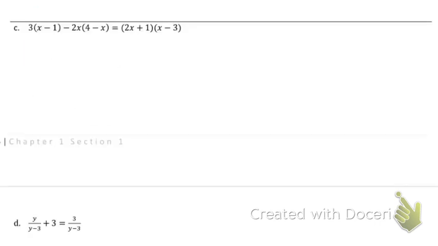So first of all, let's start with distributing the left-hand side. So that means I'm going to distribute that 3 to both items. So that's going to be 3x minus 3. Then I have to take this negative 2x and distribute it to both of these numbers. Make sure you're distributing the entire negative 2x to both. So that's going to be a negative 8x. Negative times a negative is a positive 2x squared.